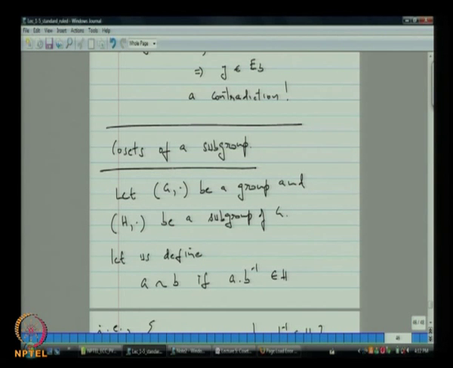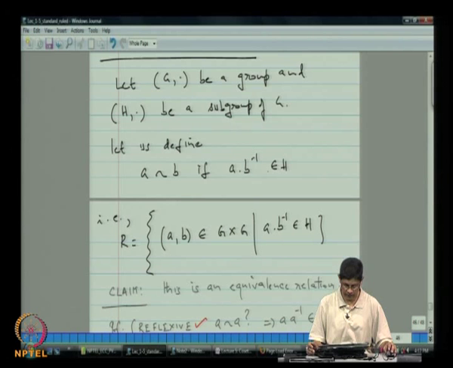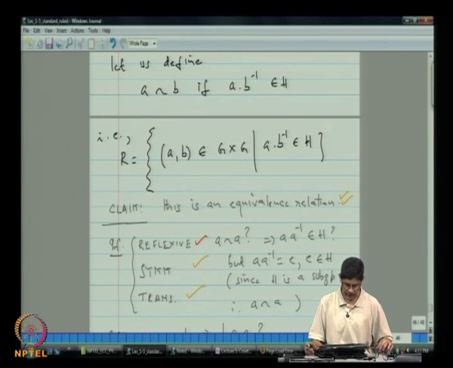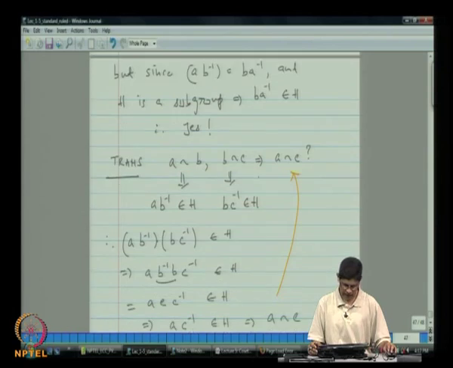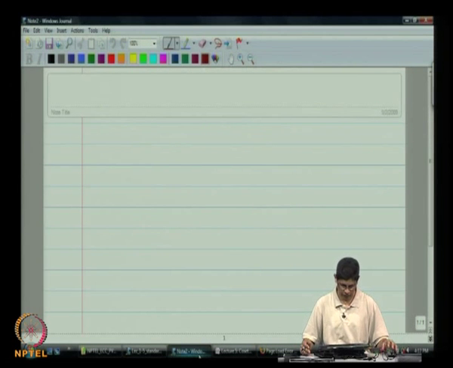So we are in the setting where there is a group and there is a subgroup, and we are defining an equivalence relation in a manner that involves a subgroup. The equivalence relation was this: A is equivalent to B if AB inverse is in H, and we verified that it is an equivalence relation, and that is about where we were. So, we will continue from that point onwards.